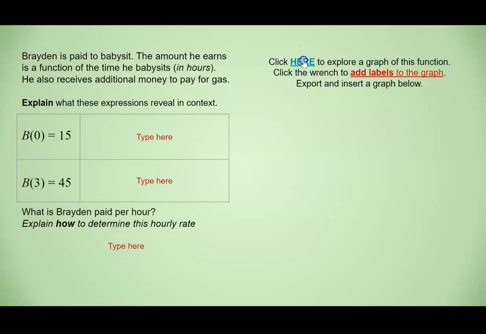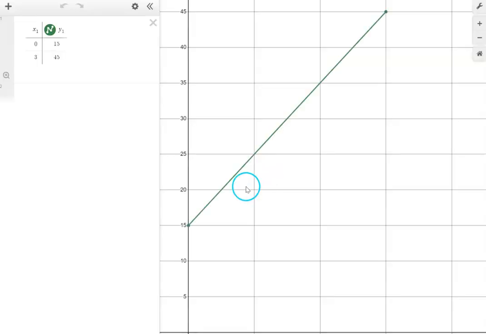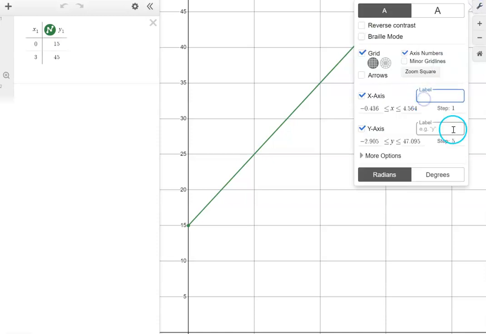When they click on this, it's going to take them out to the Desmos graph, and very limited graph this time. Notice there are no labels. So this is where I introduce them to the graph settings. It looks like a wrench in the upper right hand corner, and then I would have them label the x-axis. They can put X, but what does X represent? In this case, it was Braden babysitting per hour. So you would put hours here, or time in hours, or something like that.